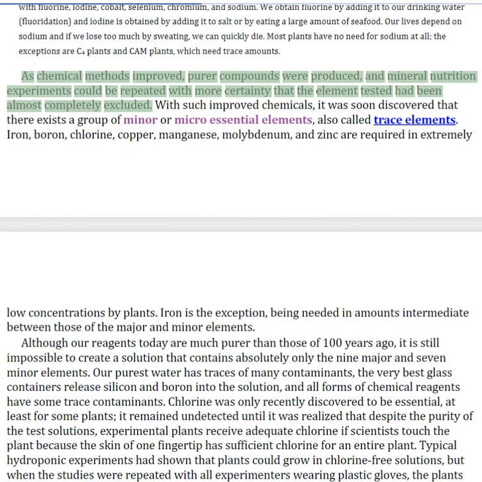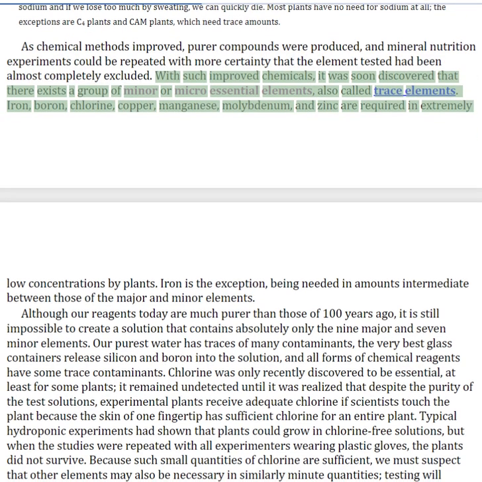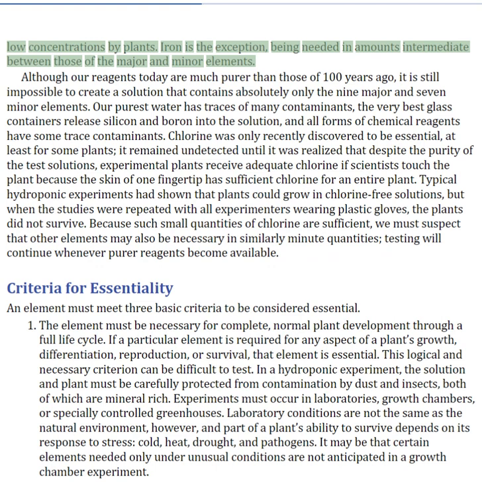As chemical methods improved, purer compounds were produced, and mineral nutrition experiments could be repeated with more certainty that the element tested had been almost completely excluded. With such improved chemicals, it was soon discovered that there exists a group of minor or micro-essential elements, also called trace elements. Iron, boron, chlorine, copper, manganese, molybdenum, and zinc are required in extremely low concentrations by plants. Iron is the exception, being needed in amounts intermediate between those of the major and minor elements.